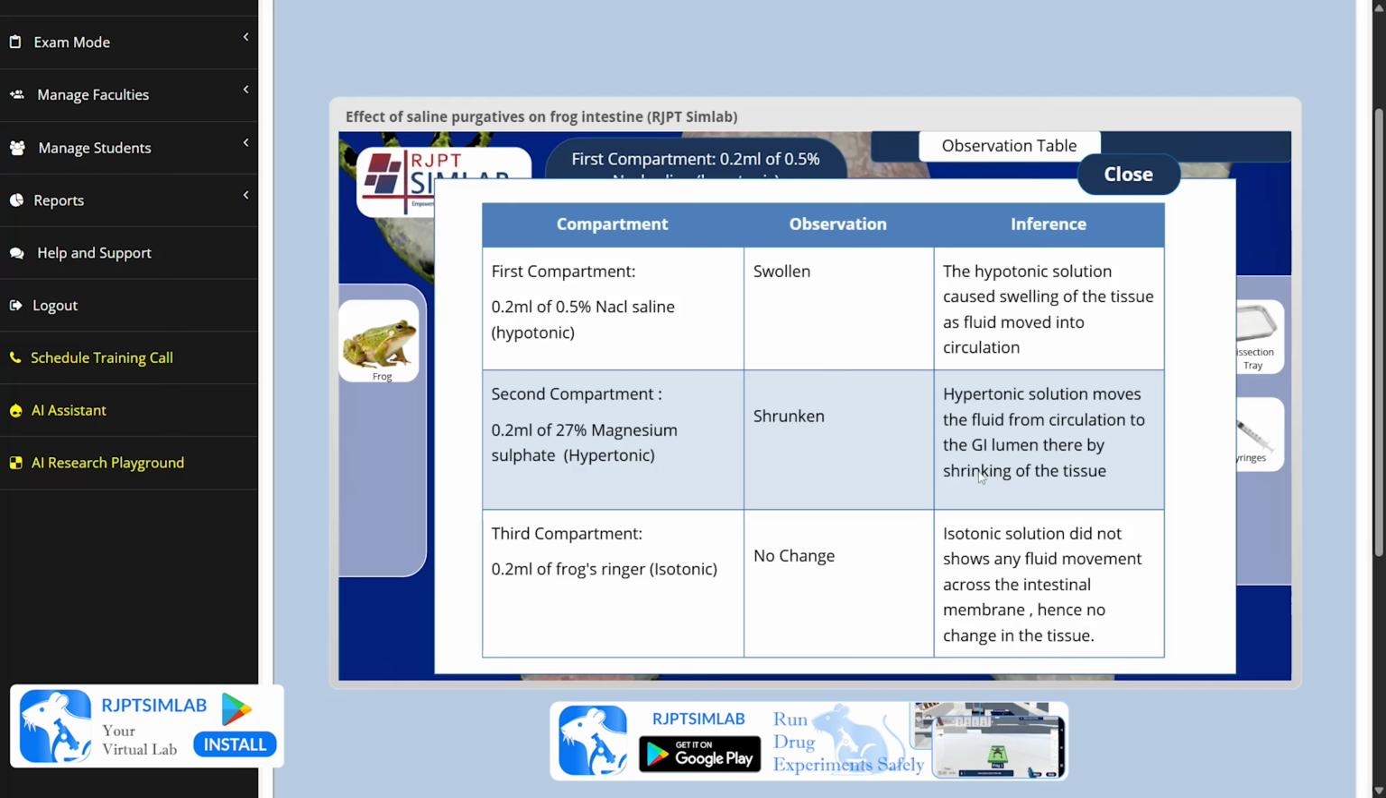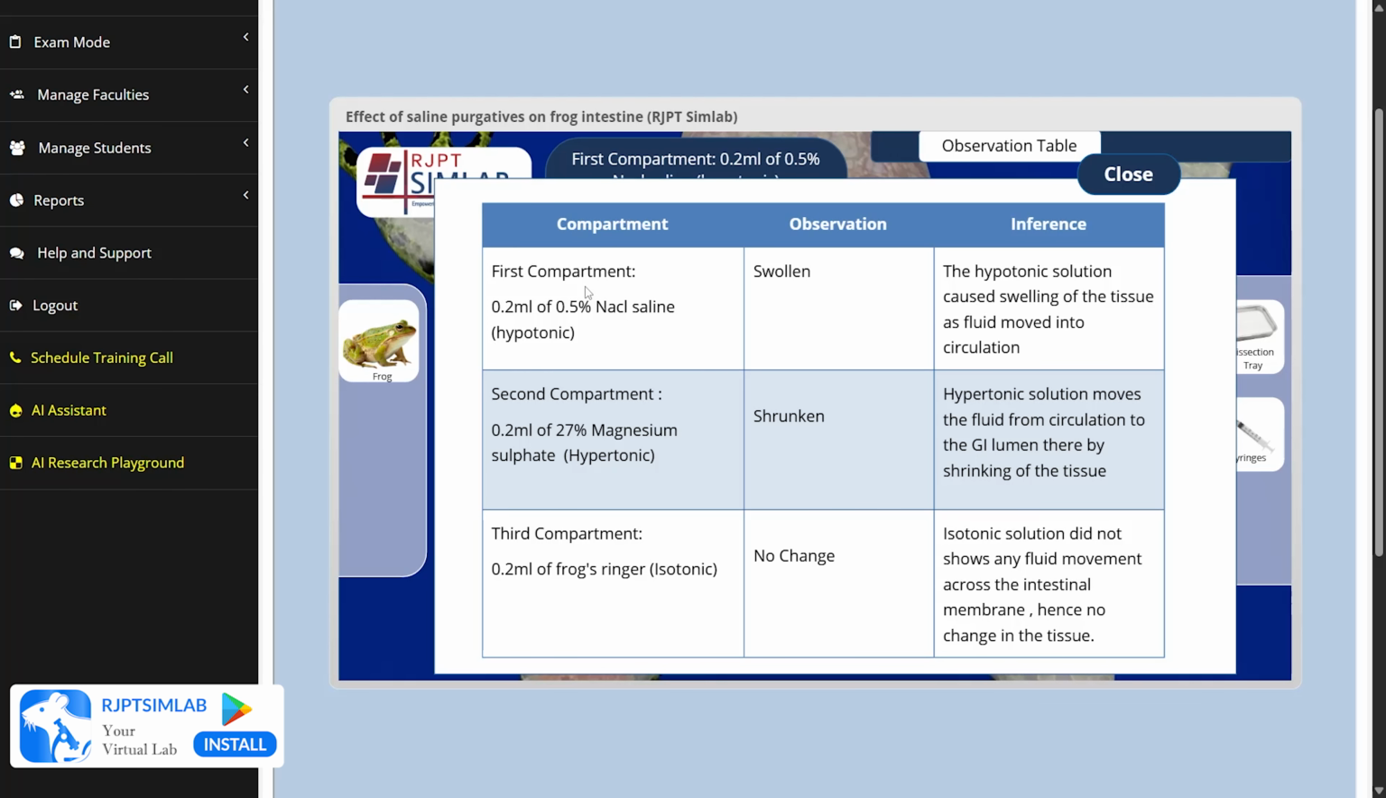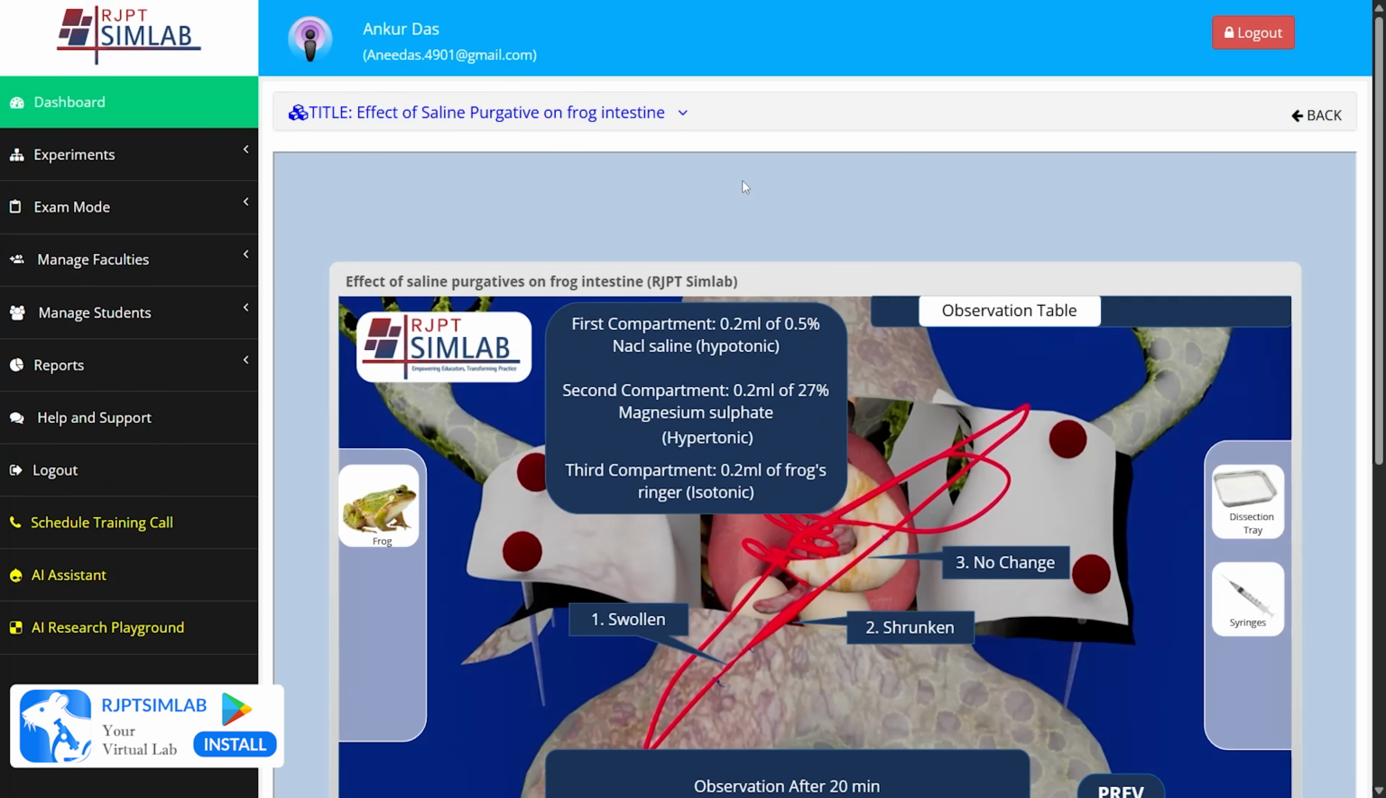So, with the help of this observation table, we have learned about the effect of hypertonic, hypotonic, and isotonic solutions as purgatives on the frog's intestine. So, now we have completed our experiment.